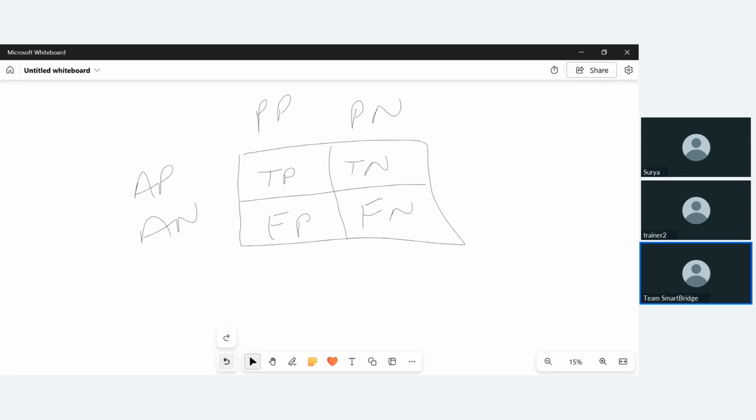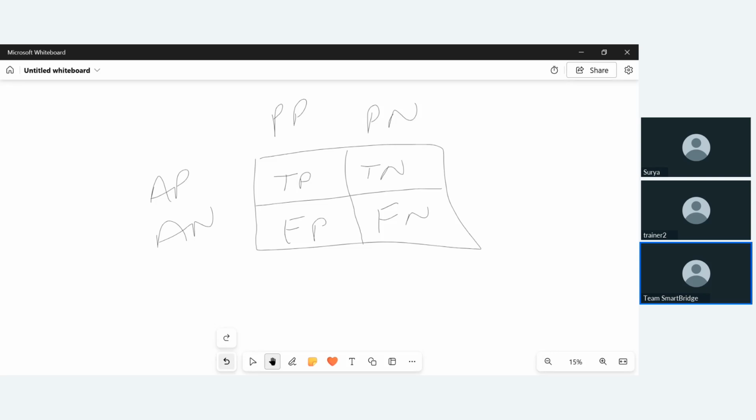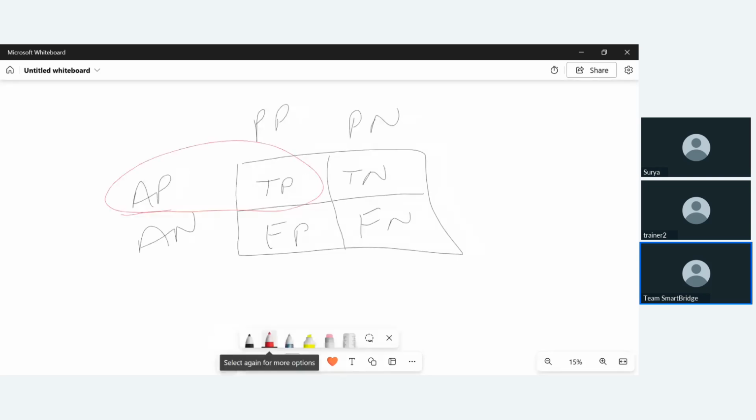You can look at this example. Coming to true negative, our model predicted negative. If you can see this, the predicted value is negative, and the actual value is indeed negative. Coming to false positive, the actual value is negative, but the model predicted positive.